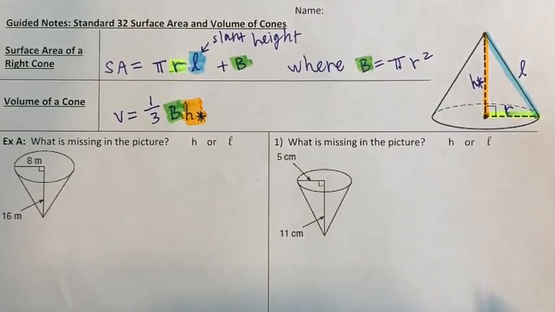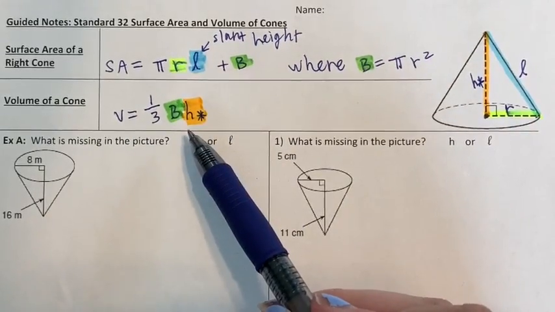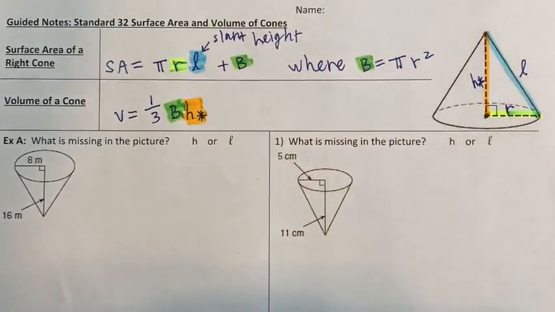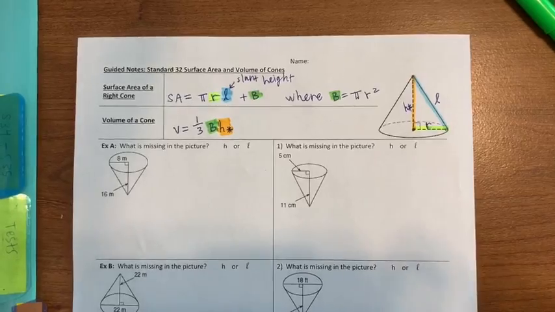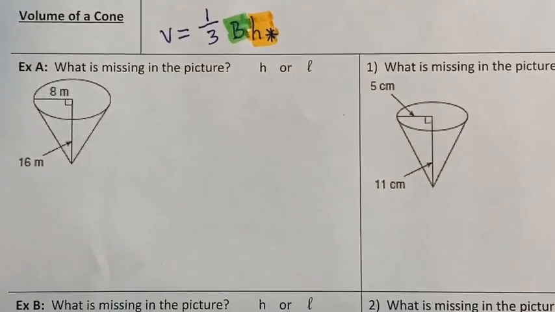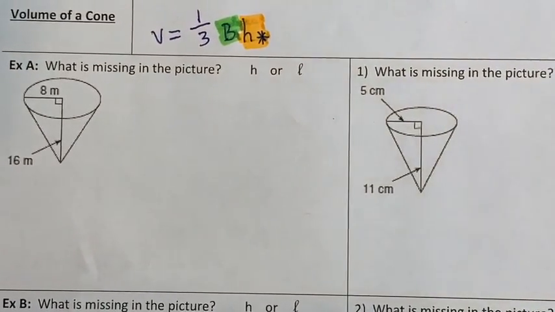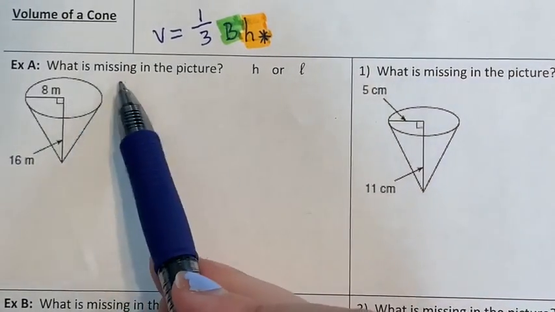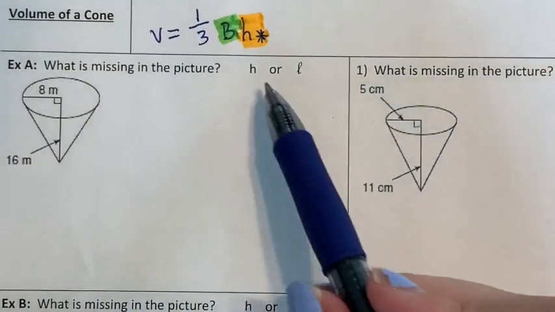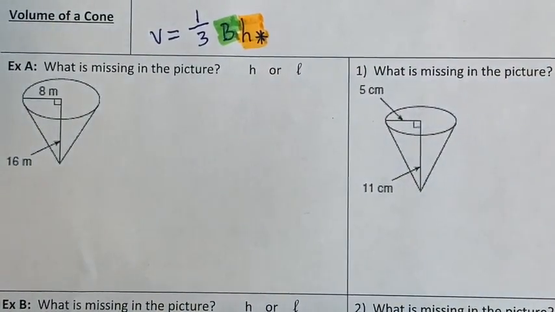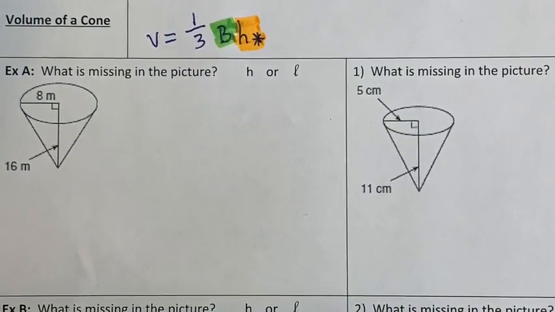All right, so these are our formulas. I would make sure you have these written down, and let's jump into example A. So in example A, we have our first cone. And it starts by asking what is missing in the picture, our height or our slant height.